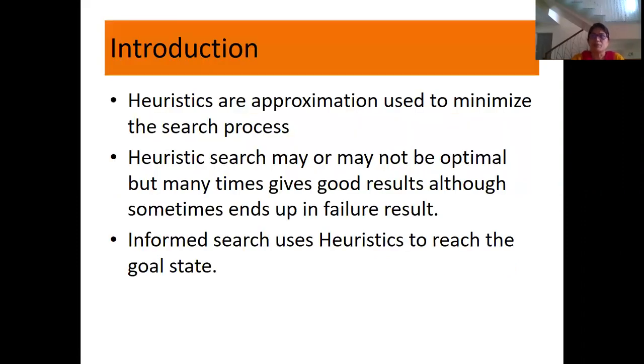Heuristics are approximations used to minimize the search process. Heuristics are also used for problems for which no exact algorithms are known, and one needs to find an approximate or satisfying solution. See here, I'm not using the word exact or accurate. What I'm using is approximate answer or satisfying solution.